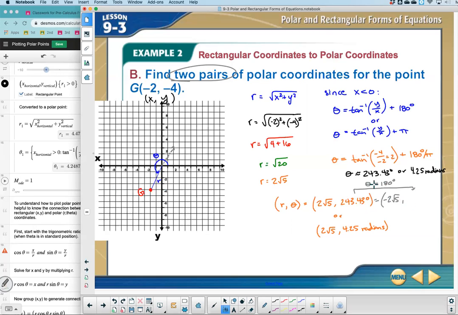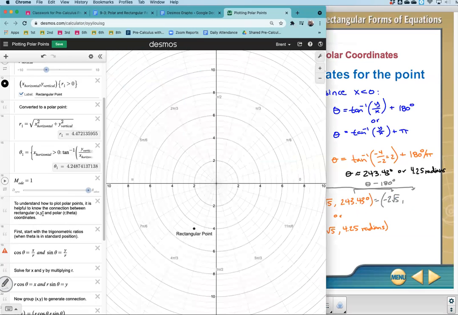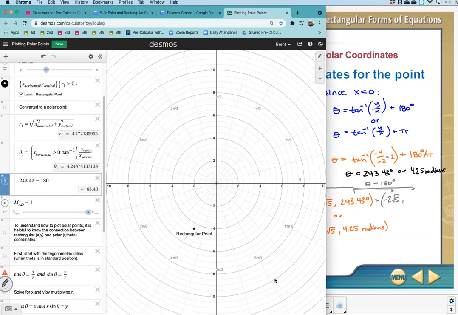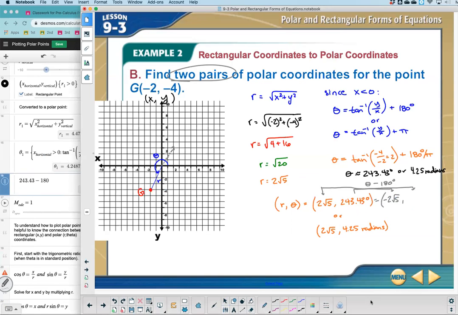I'm going to subtract 180, which means I need my magnitude to go negative. Your magnitude is going to go negative when you add or subtract 180 here. So that goes negative, and now I subtract 180. Let's see what that value is. We had 243.43 minus 180. We end up with 63.43.